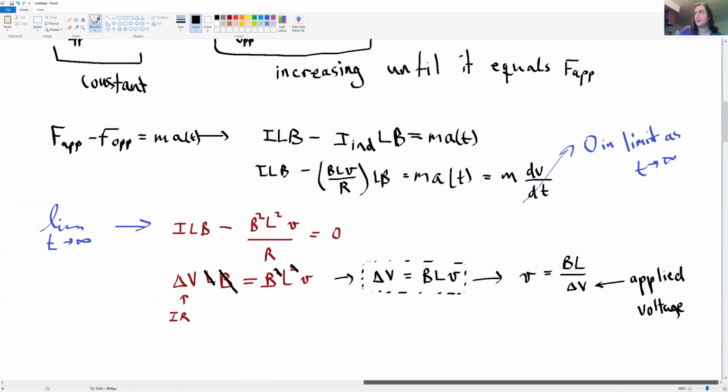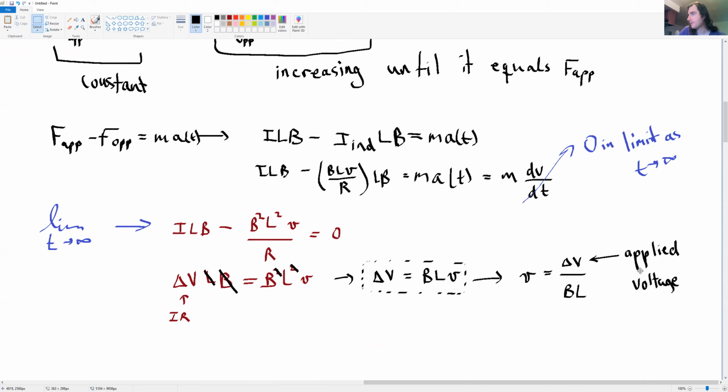Oh my God, I made a silly algebra mistake here. I accidentally flip-flopped these two terms. So the BL should be in the denominator and the delta V should be in the numerator. Sorry about that. There we go, fixed it. Fix that up in your notes real quick. So the velocity is equal to the applied voltage divided by the magnetic field times the length. So like this. Okay.